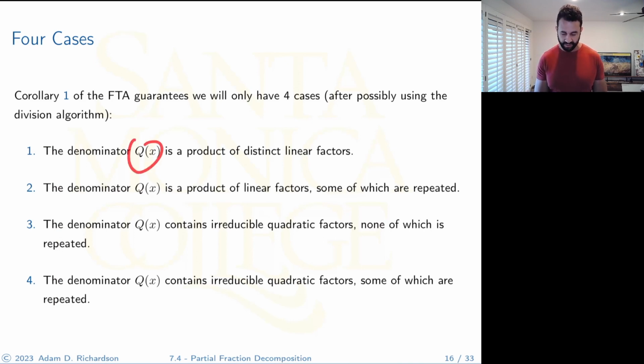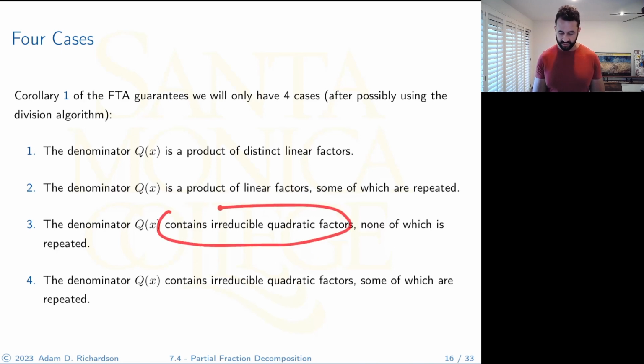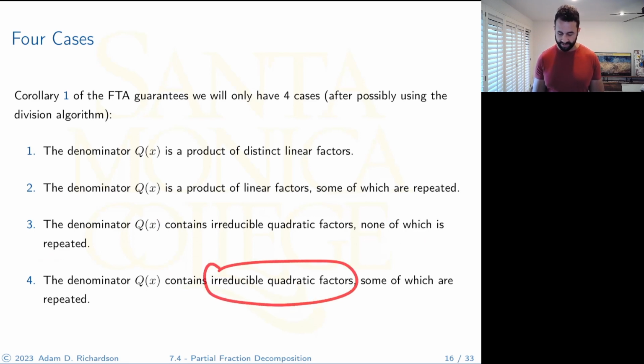The denominator could be a product of distinct linear factors. It could be a product of linear factors, but some of them are repeated. The denominator could contain some irreducible quadratic factors, none of which are repeated. Or the denominator could contain irreducible quadratic factors, some of which are repeated. All right, so these are the 4 cases, and it's the fundamental theorem of algebra that guarantees we're only going to have these 4 cases.